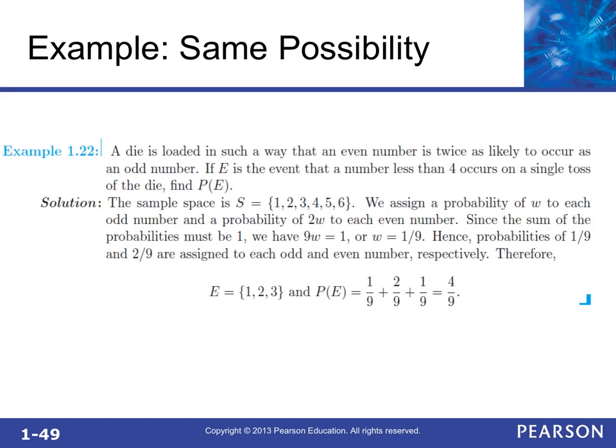In this case, we are going to consider the case of tossing a dice. And in this case, we will consider a special dice. This dice is loaded in such a way that an even number is twice as likely to occur as an odd number. So this is not a fair dice. Fair dice means that each number has the same chance to appear. But in this case, we have a higher chance to have the even number than the odd number. So this is a special case.